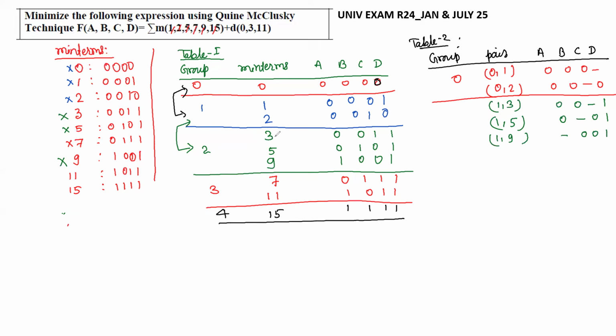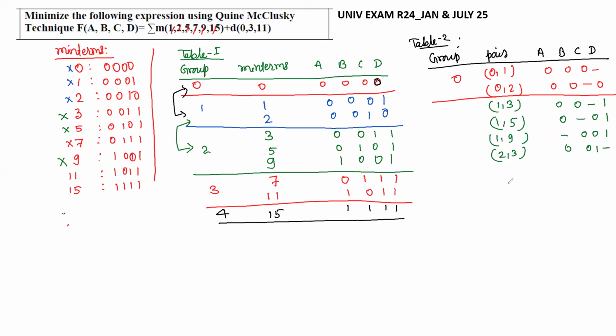Next, we'll check with 2 and 3. 2 and 3 is also possible. If sometimes we have the same pair, we'll write it only one time. Generally in a pair it will not occur; in an octet we'll get it like that. So for 2 and 3, D is changing, right? So 0, 0, 1, dash.